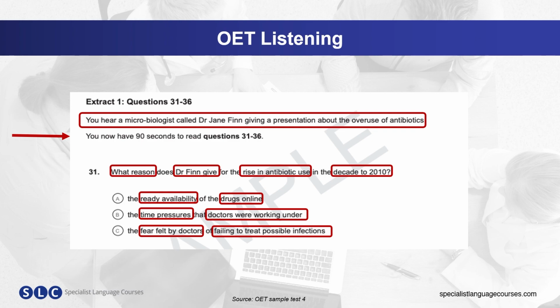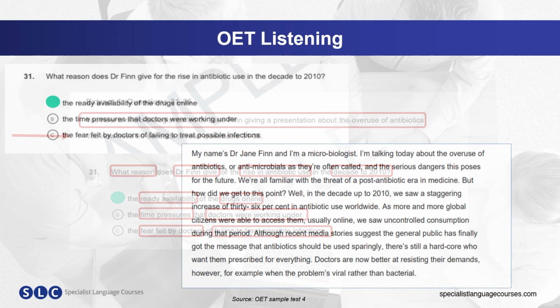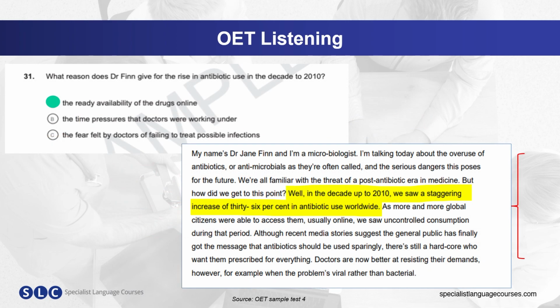And the answer is A. In the audio it says, well, in the decade up to 2010, we saw a staggering increase of antibiotic use, signalling that the answer is coming. It then says, as more and more global citizens were able to access them, usually online, we saw uncontrolled consumption during that period, linking to option A as the reason for a rise in antibiotic use.